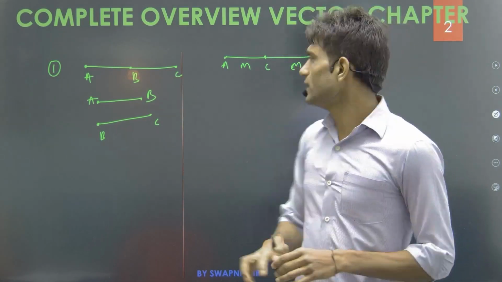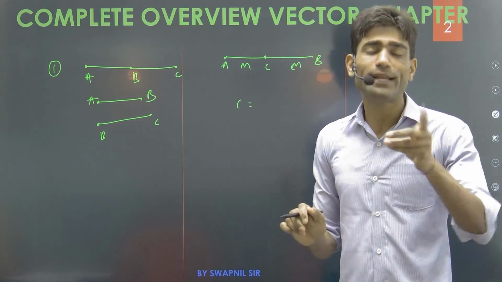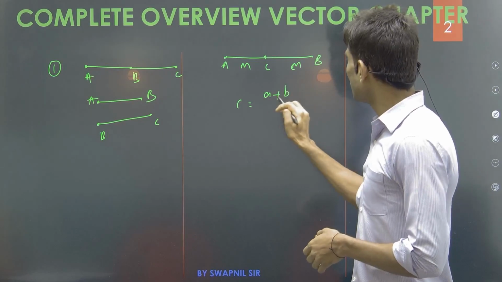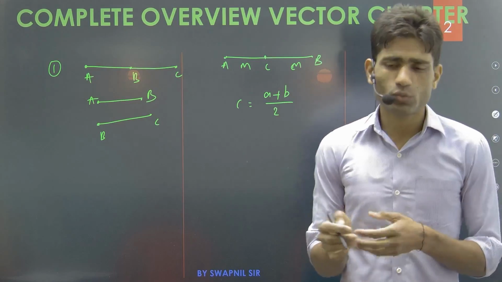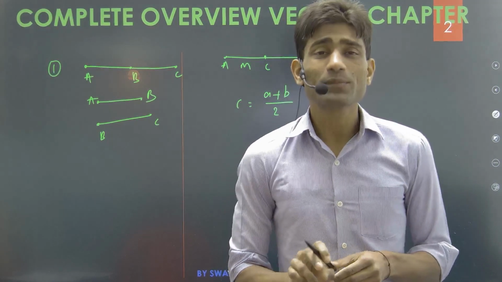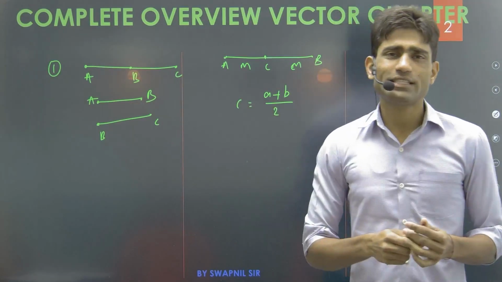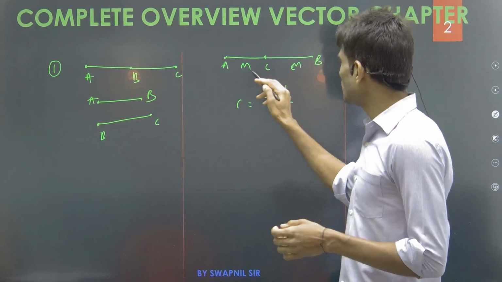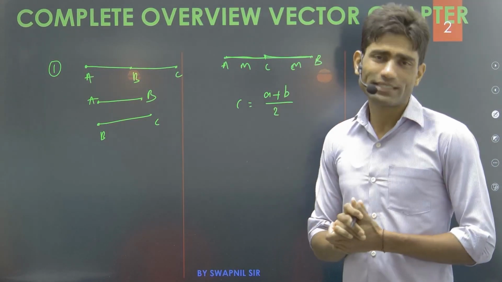Then for finding the value of point C, that is the midpoint of our line segment, we write (A plus B) upon 2. A plus B divided by 2 gives us the midpoint of the given line segment. But instead of the midpoint, if we have the ratio m to n, the distances from A to C and C to B are not equal.